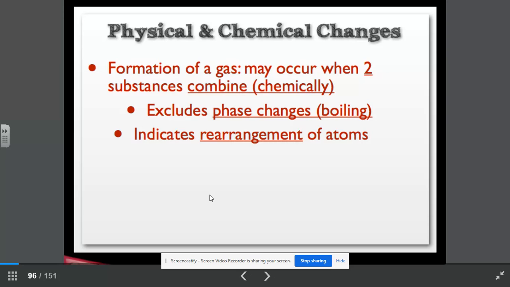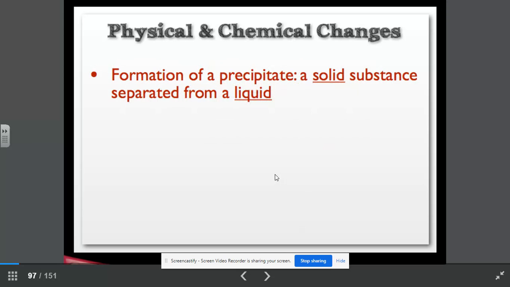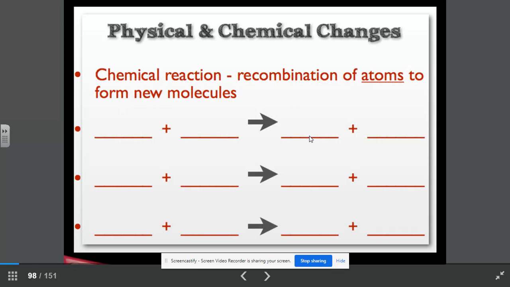Formation of gas. This may occur when 2 substances combine chemically. This excludes, again, phase changes such as boiling due to temperature. This indicates the rearrangement of atoms. The formation of a precipitate means a solid substance separated from a liquid. That is a precipitate. So now let's start to explore chemical reactions and what happens during the chemical reaction and after the chemical reaction.